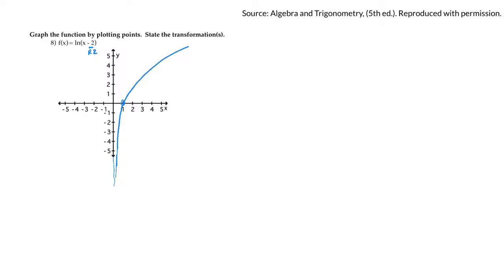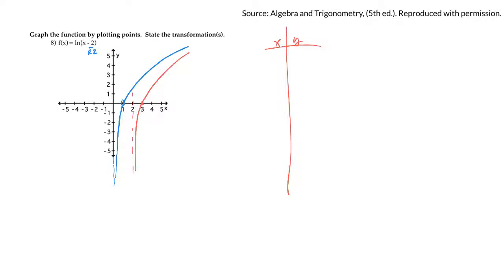So if it gets moved right 2, it's going to go through here. So this line x equals 2 is going to be the asymptote, so the graph will look like that. Okay, now it says by plotting points. Another thing you could do is plug in values for x and y.